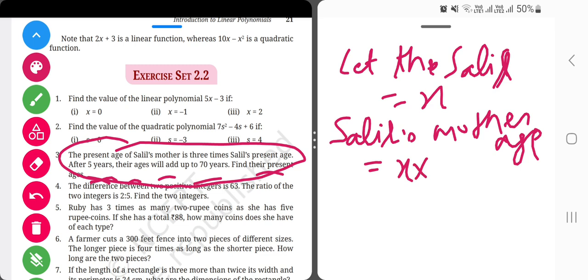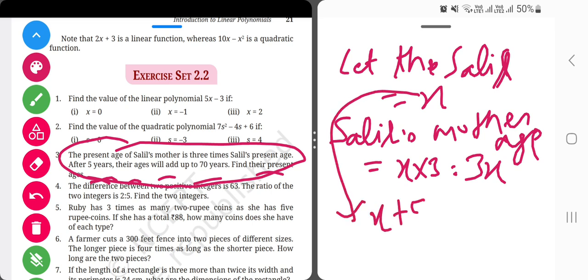So 3 times x is equal to 3x, right? So that will become 3x. After 5 years Salil's age will become x plus 5. And what will be Salil's mother's age then? That will be 3x plus 5. Ignore the sound that is coming from the background.